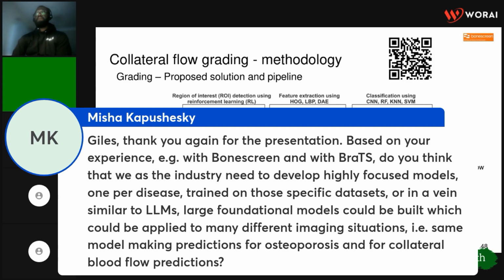So, based on your experience, for example with bone screening with Brad, do you think that we as an industry need to develop highly focused models, one per disease, trained on those specific data sets, or, in a vein similar to LLMs, large foundational models could be built, which could be applied to many different imaging situations? Same model making predictions for osteoporosis.